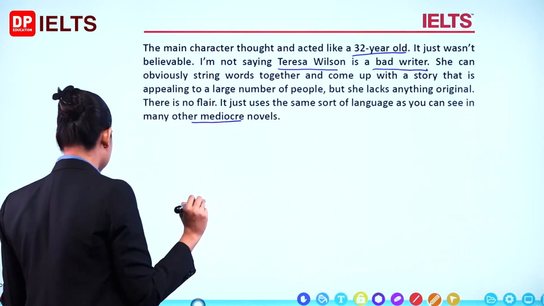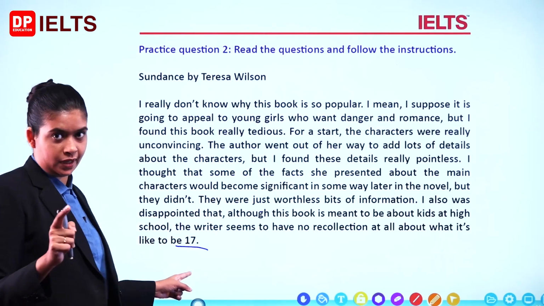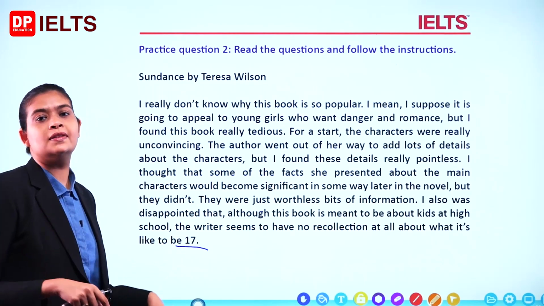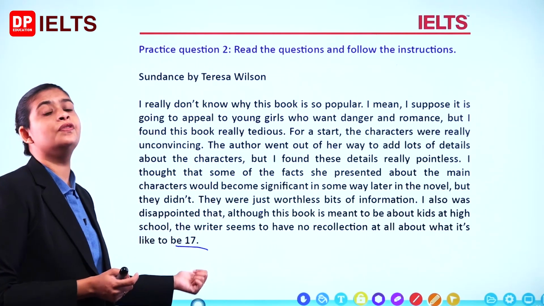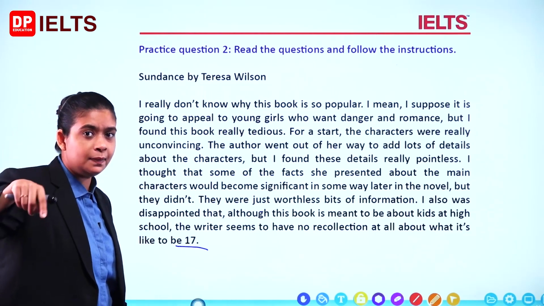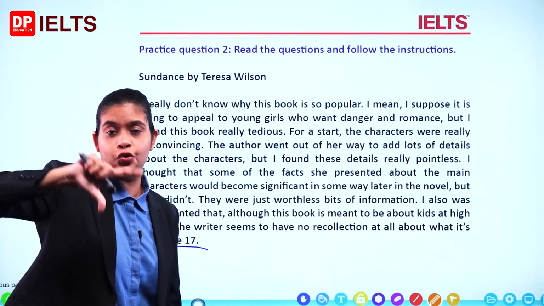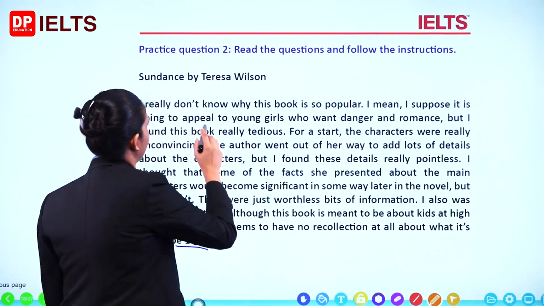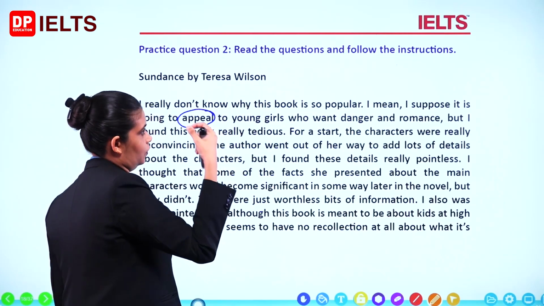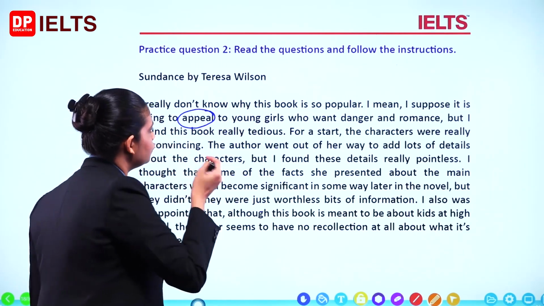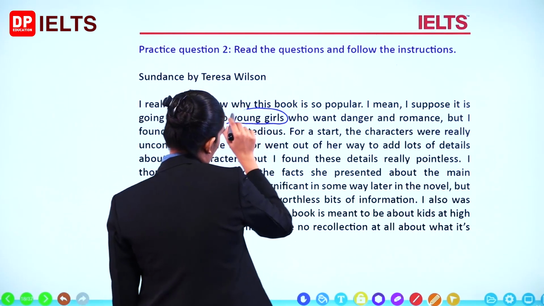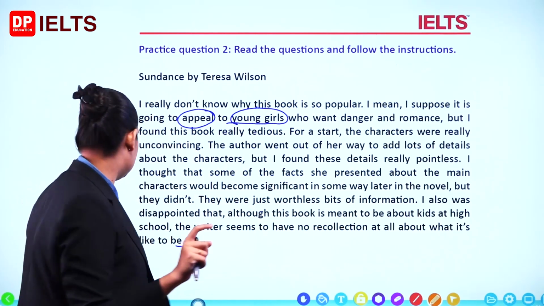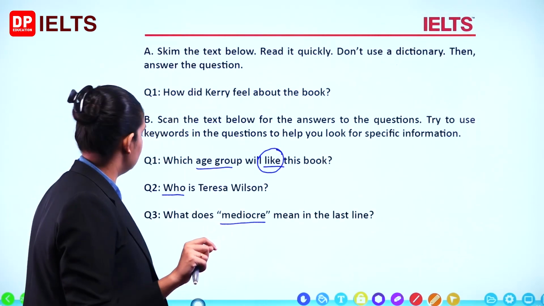Now, when we did this 17, I did it on purpose for you to understand. Did I scan all my keywords? I just looked for an age. What should I be doing? Looking for an age group as well as the word appeal. So here, appeal means to like, to kind of get their likings. Age group is not in numbers but in words. So you should remember, not everything comes in numbers. It could be in words as well.